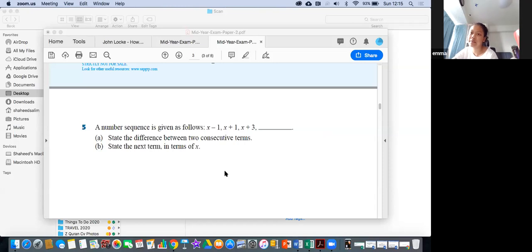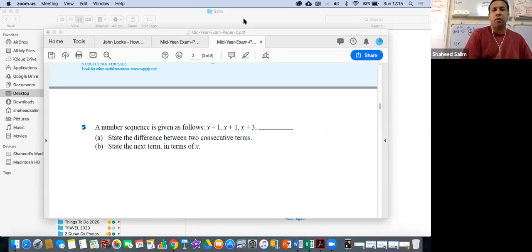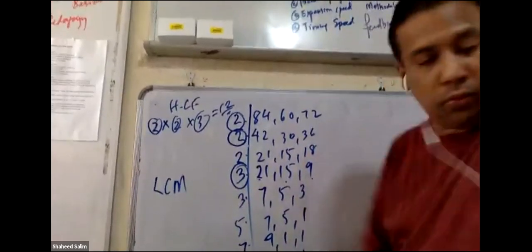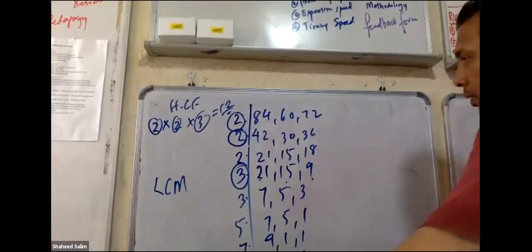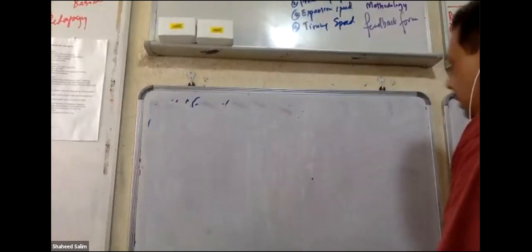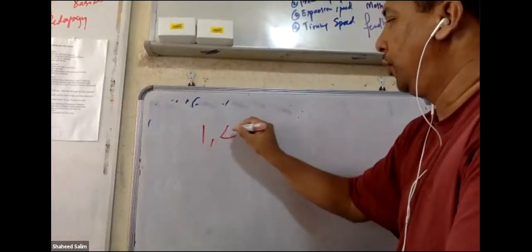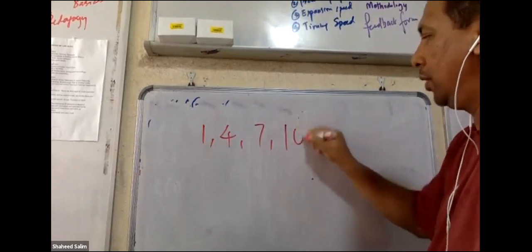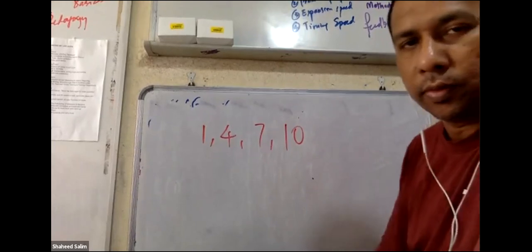x plus 5. Okay. Now, let's say we have this question. You tell me what to do, okay? Where's the eraser? Okay, I'm going to rub this off. Let's say I have this one: 1, 4, 7, 10. What do I do to find the difference?